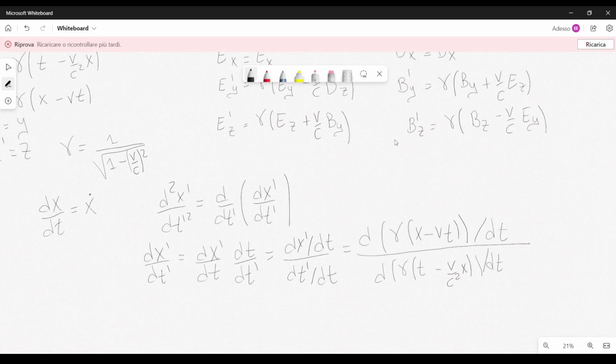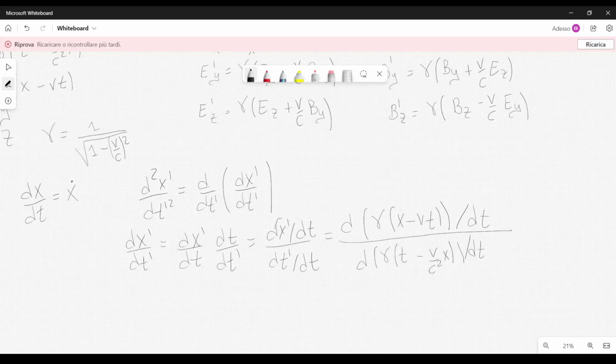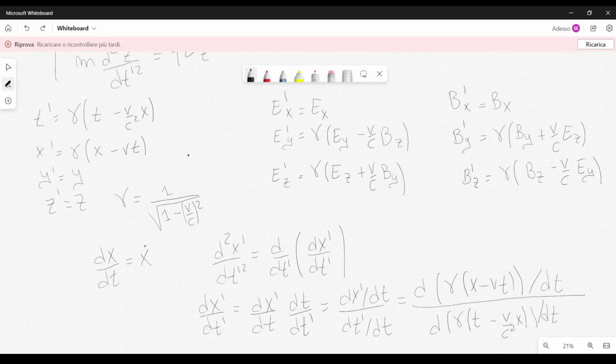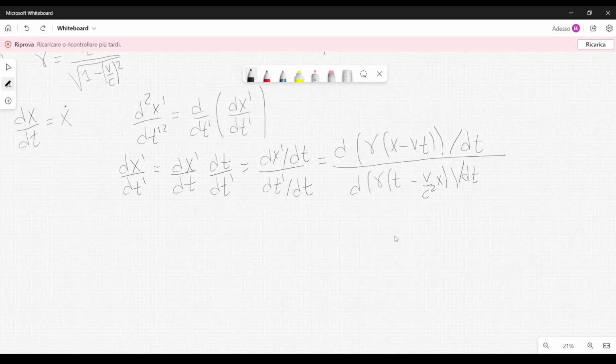And I have simply replaced x prime with the Lorentz transformation here, and I have used these two formulas, this one and this one, these two equations. So let's take the derivative here. Remember that we consider the velocity of the electron in this case constant. So the derivative of gamma is 0. Gamma is a constant in this case. We are considering v constant.